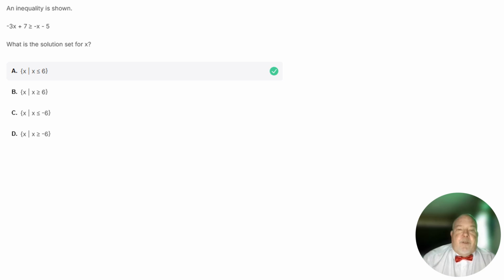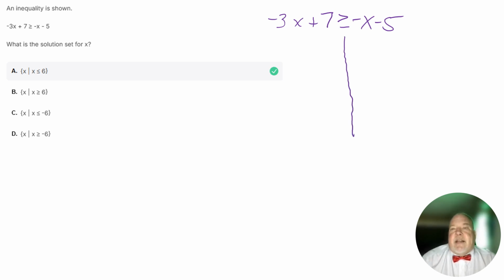Okay. So first off, let me just write down this inequality. So I have negative 3x plus 7 is greater than or equal to negative x minus 5. Now, most teachers, when you're solving equations or solving inequalities, teach you to put a line down the middle. So I'll do that. The reason for the line is to remind you, you can do anything you want to this, but make sure whatever you do on the left side of the inequality, you also do on the right side. That keeps the inequality or the equation balanced.